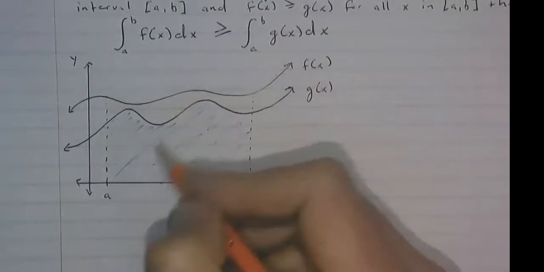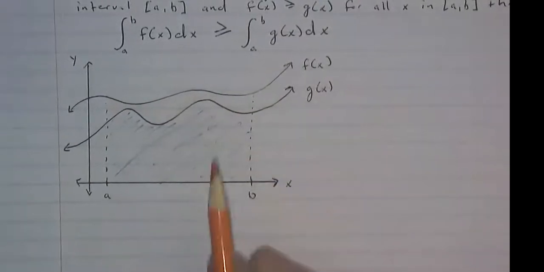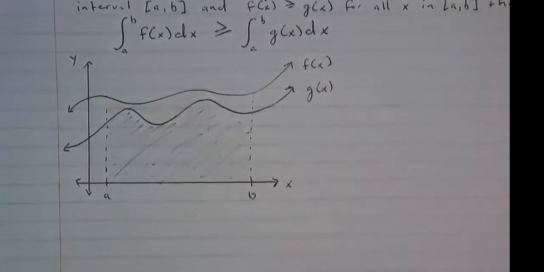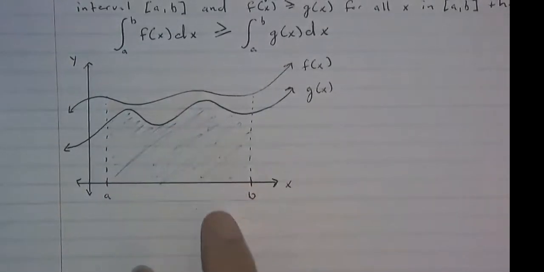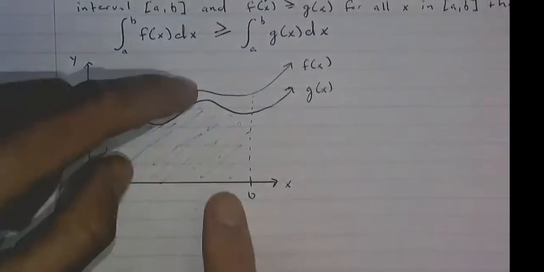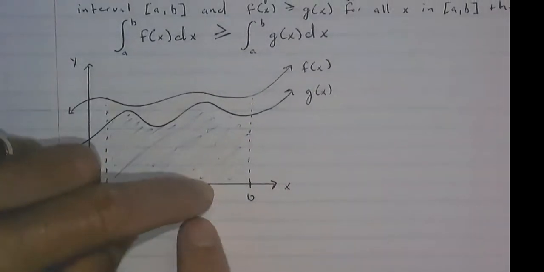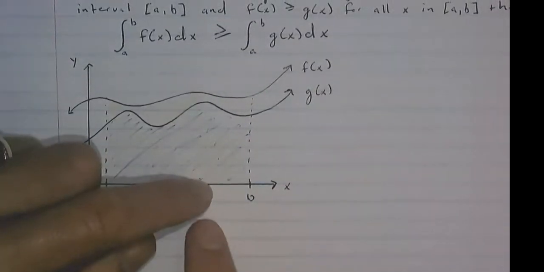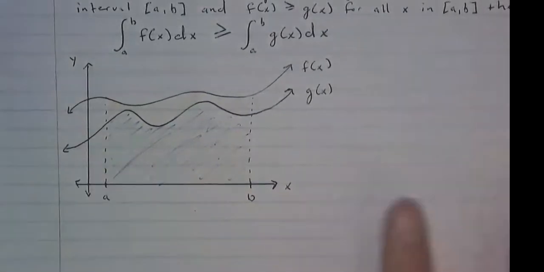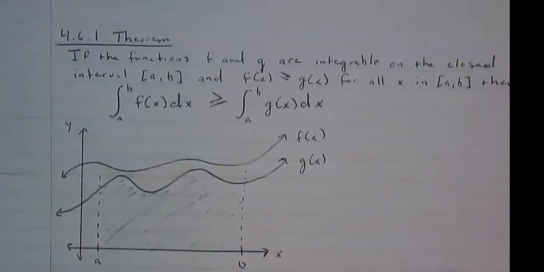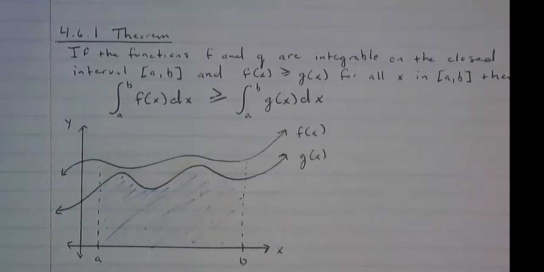That the orange stuff is more than the blue stuff. Okay. Well, what if these aren't both positive? It doesn't matter. Because as long as f is bigger than g, the negative parts of f will be smaller than the negative parts of g. Okay. So I think intuitively and visually, this theorem makes sense.